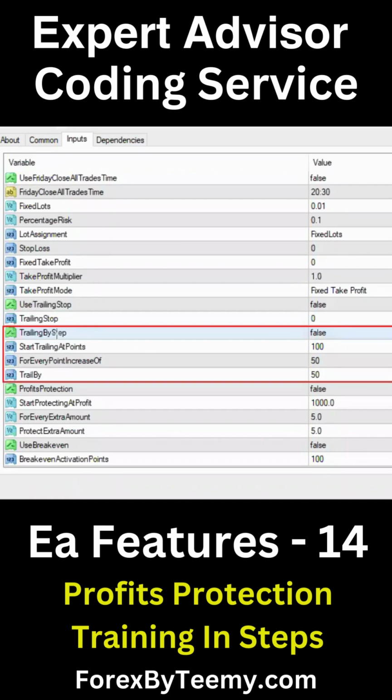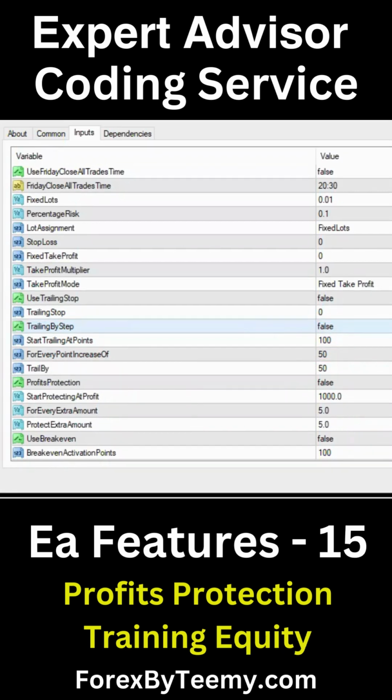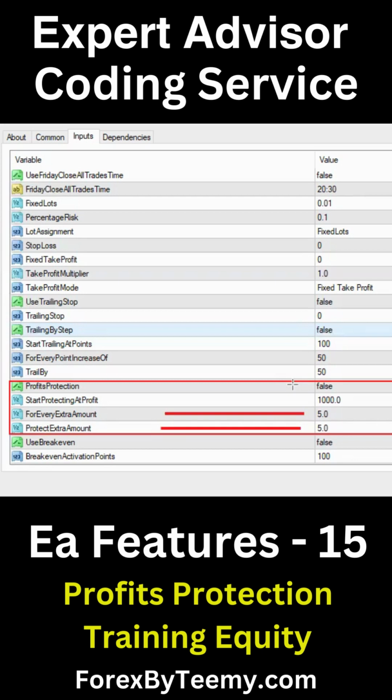Let me say, starting from when you make your $100, for every 50 points moved, there's an increase of 50, then it trails by an extra 50, in a lot of steps of 50 points thereafter. Profit protection. Once you break that level, as profits increase, they don't drop below that level.